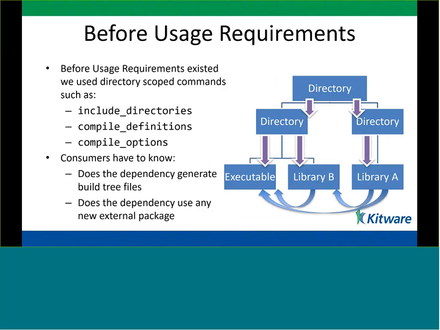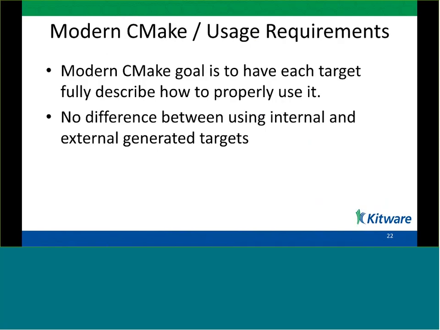Before usage requirements, the commands you would say, include directories, compile definitions, compile options, and they would inherit down. The consumers needed to know, does the dependency generate build tree files? Does the dependency use any new external package? So there was lots of things that you had to know. In modern CMake, the goal is to have each target fully describe how to properly use it. No difference between internal and external targets.